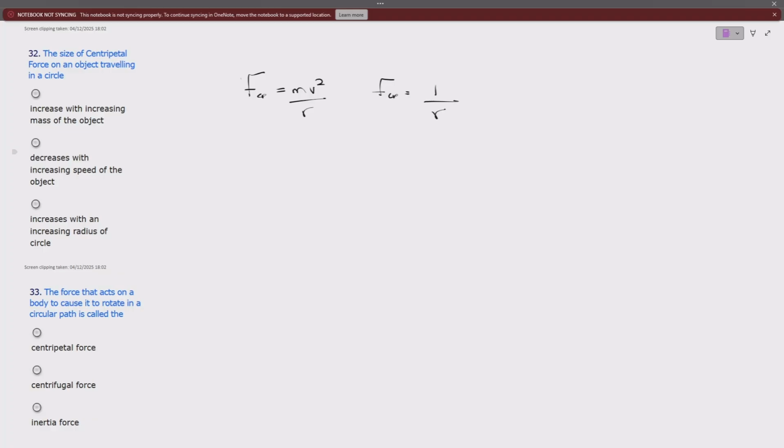So increases with an increasing radius, no. Decreases with an increasing speed, no. Increases with an increasing mass of the object, that will be the correct answer, because the mass is directly proportional to the centripetal force and inversely proportional to the radius. Centripetal force is directly proportional to the mass.